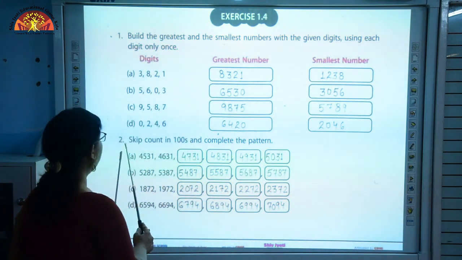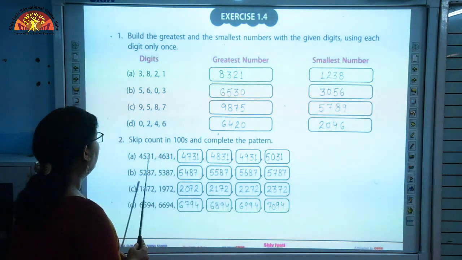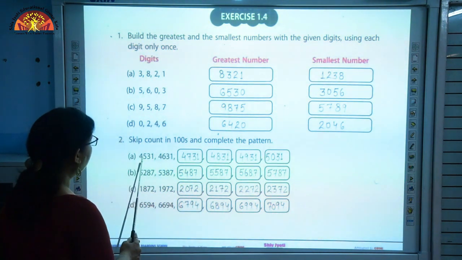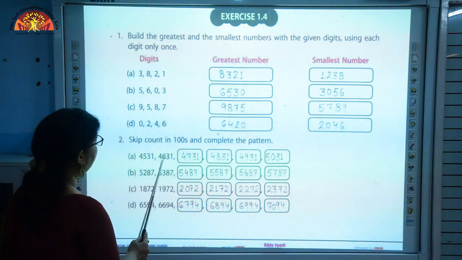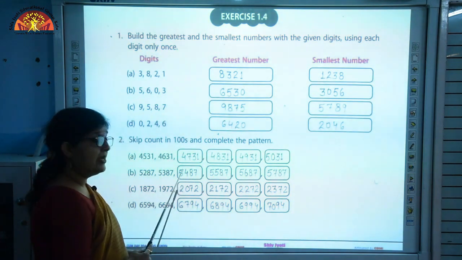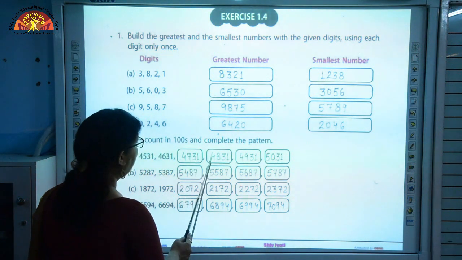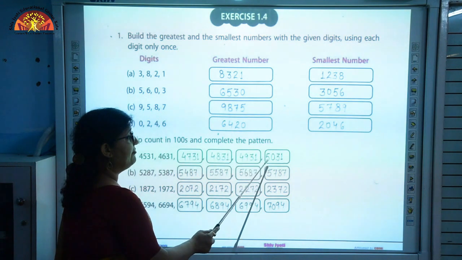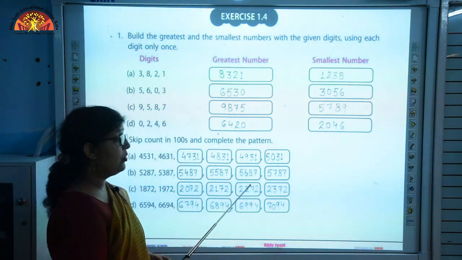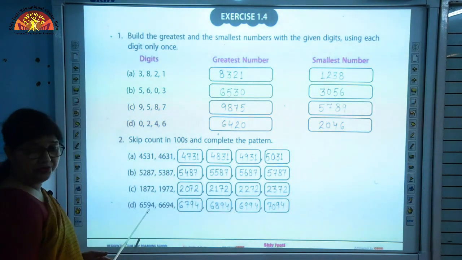Now question number 2 is skip count in the hundreds and complete the pattern. Now A part is 4531, 4631. So we skip 100 place of this number. So we will get 4731, 4831, 4931 and 5031. I already explained on the board. Now remaining questions you do yourself.